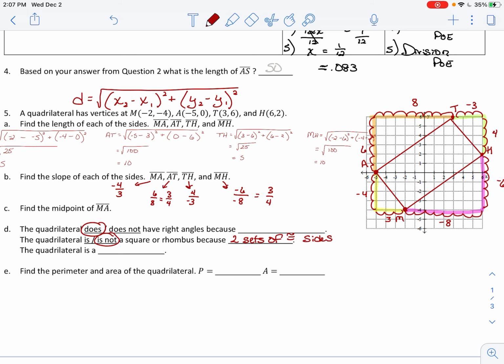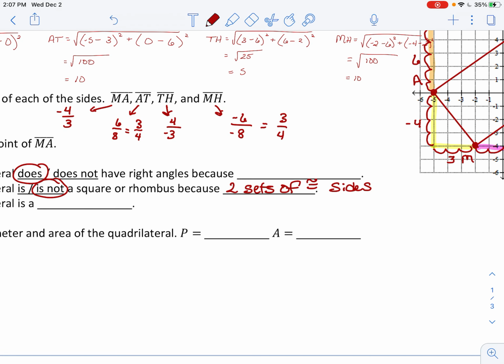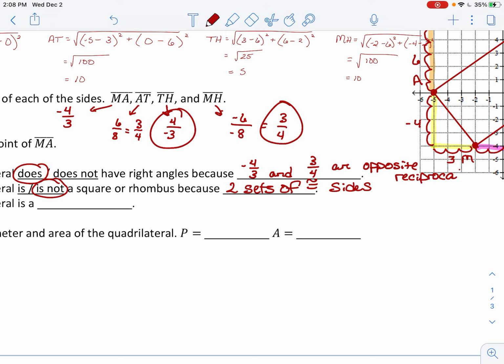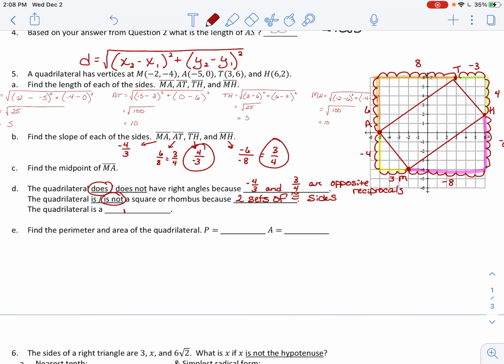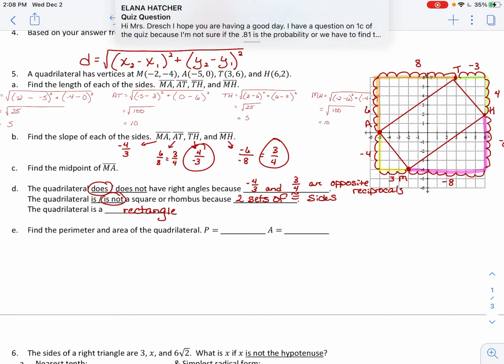I do have right angles. The only way you will prove right angles on a graph like this is by looking for opposite reciprocals. Negative 4 over 3. If I flip it over and make it positive, I get 3 over 4. Because I have consecutive slopes that are opposite reciprocals, I know I have right angles. Which means I now know it's not just some generic parallelogram. The best name for this thing is a rectangle, which I kind of guessed in the first place, but now I know it's a rectangle because I have 2 pairs of equal sides and I have right angles.